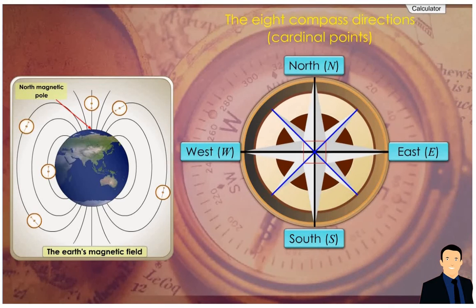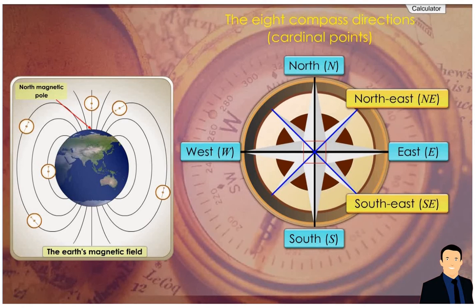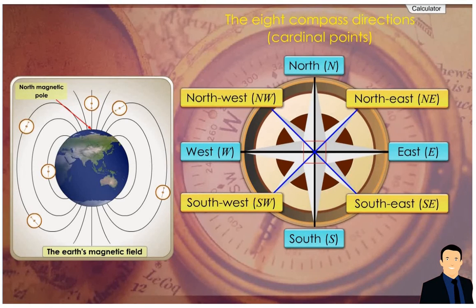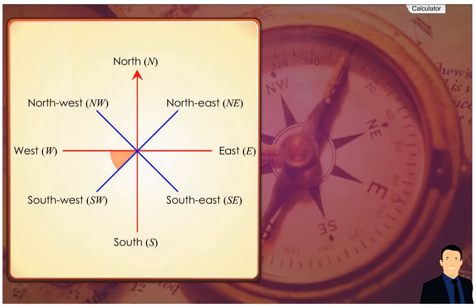In clockwise direction starting from due north, we have north, northeast or NE, east, southeast or SE, south, southwest or SW, west and northwest or NW. All the angles between 2 consecutive main directions are equal. The angle for each main direction is measured in degrees in a clockwise direction from the north.